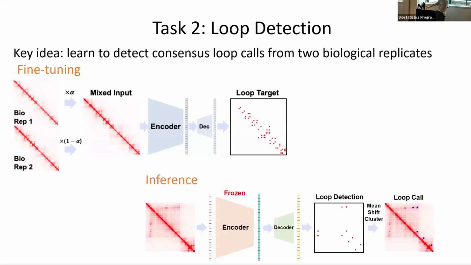So we train that prediction head, and then when we want to use it in practice at inference time, there's actually a little clustering step. We use an existing clustering algorithm called mean shift clustering to make the loop calls. That turns out to work very well, much better than most existing loop callers.